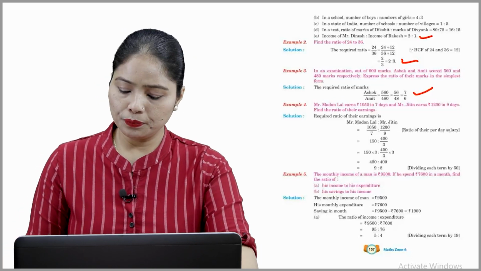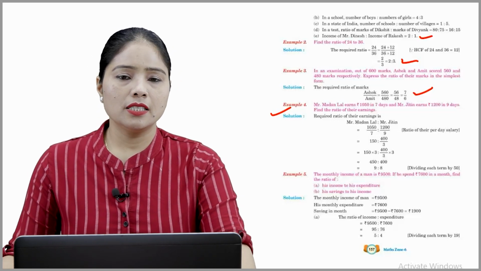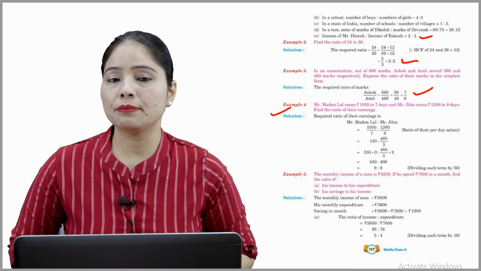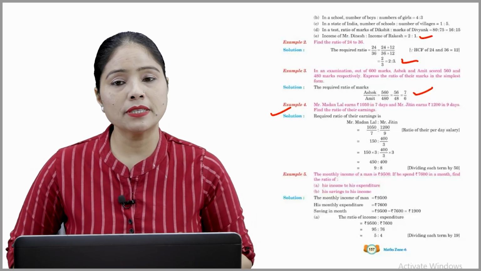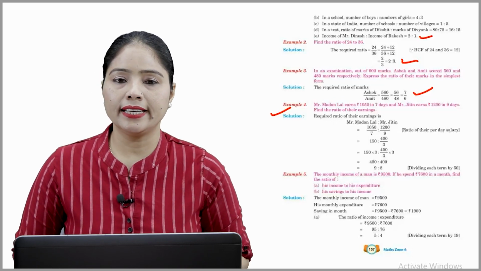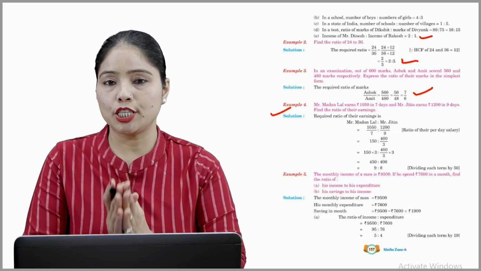Example number 4. Mr. Madan Lal earns 1050 in 7 days. 7 days में 1050 Mr. Madan Lal कमाते हैं. And Mr. Jitin earns 1200 rupees in 9 days. Find the ratio of their earnings. अब उनकी earnings का ratio निकालना है.